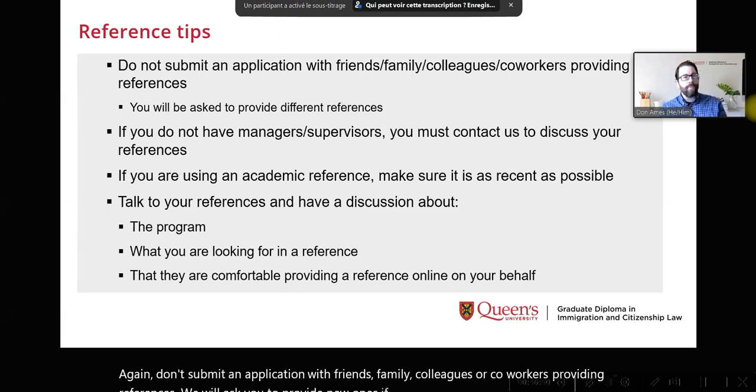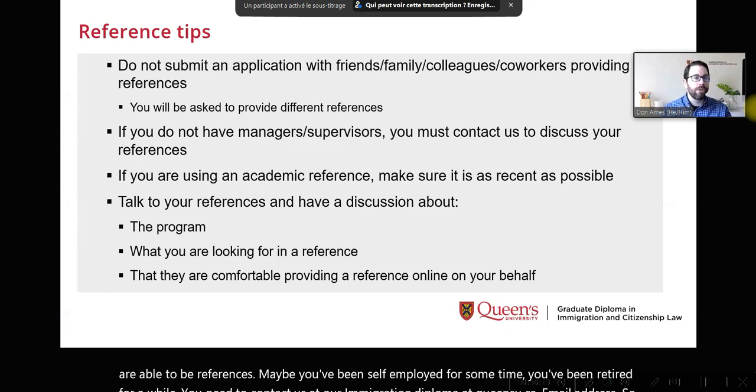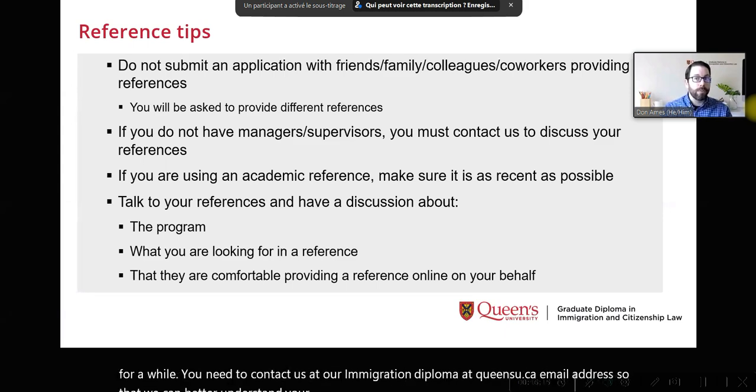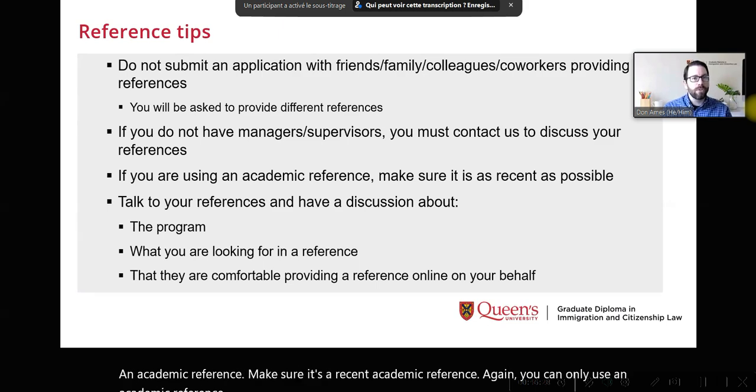If you don't have managers or supervisors who are able to be references, maybe you've been self-employed for some time, you've been retired for a while, you need to contact us at our immigration diploma at queensu.ca email address so that we can better understand your request and you can provide the appropriate two references for your application. If you are utilizing an academic reference, make sure it's a recent academic reference. Again, you can only use an academic reference if you've been at a post-secondary institution within 5 years.